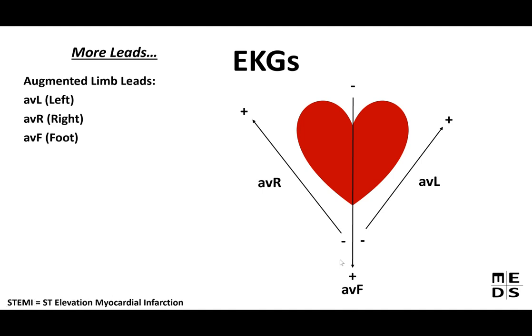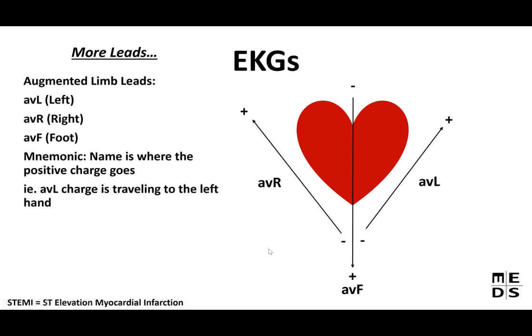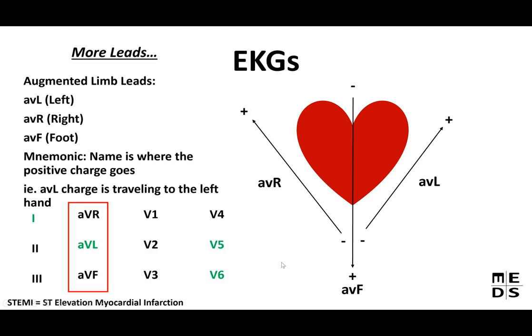So I hope that's pretty intuitive from just the names. If you just look at what it's actually called, that's the direction it's going in. So the R is for the right shoulder, L is for the left, it's going that way, and then F is going to be for the foot. So an example, AVL charge is traveling to the left hand or left shoulder. And then when you look at the actual 12-lead EKG, these are the ones we're looking at, and it goes in this order from R to L to F.